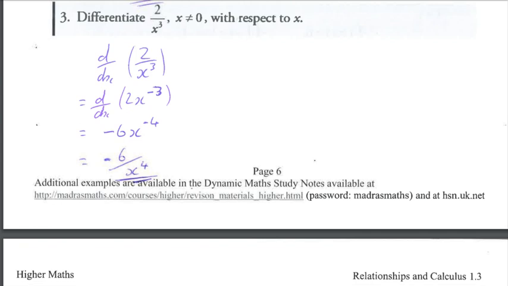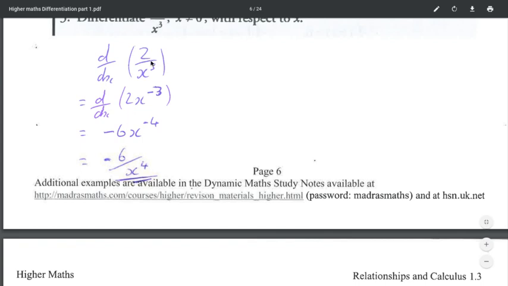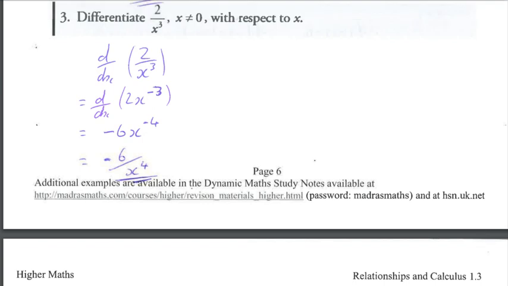Question 3, differentiate 2 over x cubed with respect to x. So again, I'm just told to differentiate, so I'm saying d by dx. I cannot just write 2 over x cubed equals negative 6 over x to the 4, because that does not make any sense. So I'm saying I'm going to differentiate. I'm then bringing the power of x cubed up, making it a negative power. So d by dx of 2x to the negative 3. On this line, I am actually differentiating. So the d by dx goes, so negative 3 multiplied by 2, so negative 6, reduce the power by 1, x to the negative 4, and make x to the negative 4 the denominator, so negative 6 over x to the power 4.